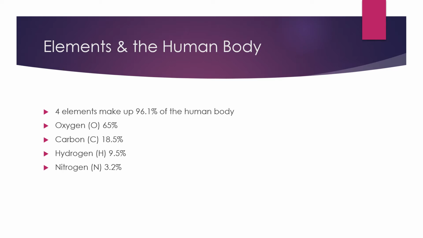Each element is composed of similar particles called atoms, but all are unique. And you can see their designations here, O, C, H, and N. Each element has a designation of 1 or 2 letters called the atomic symbol.